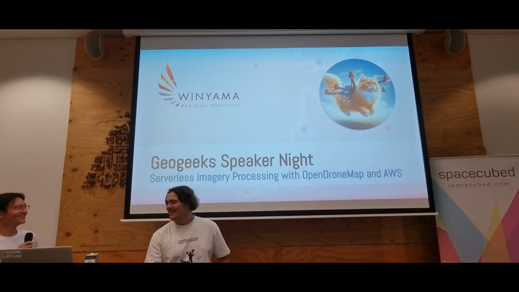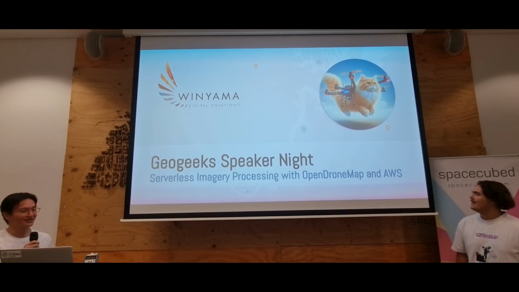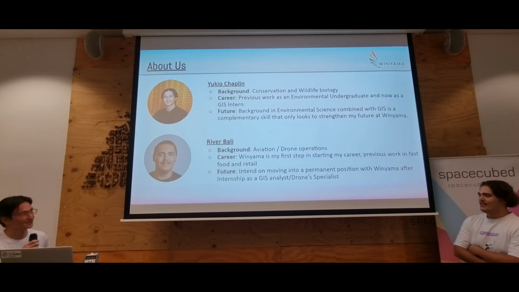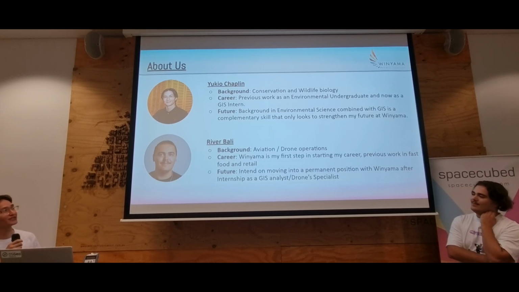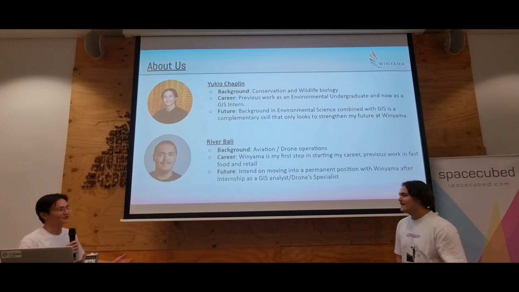And that's it. So, serverless imagery processing with OpenDroneMap and AWS. Just an introduction to myself. My name's Yukio Chaplin. I have a background in conservation biology, and I've also been working as an environmental undergraduate up until now. At the moment, I'm a GIS intern at Winyama. For the future, I think with environmental science and GIS, it's quite a symbiotic relationship, and it holds a nice future for myself.